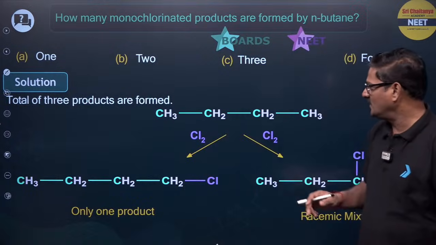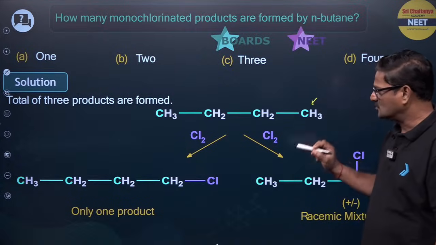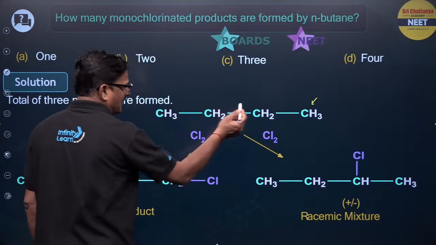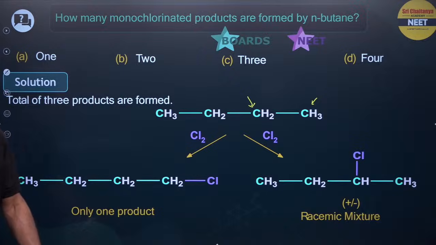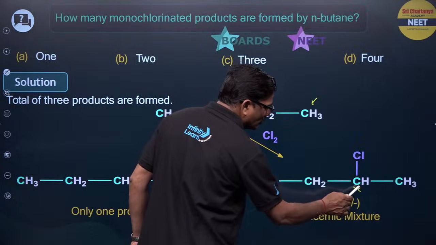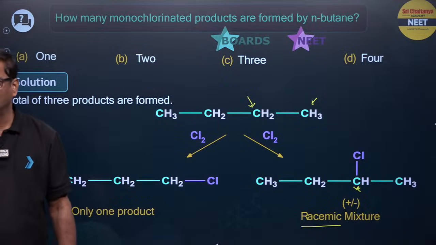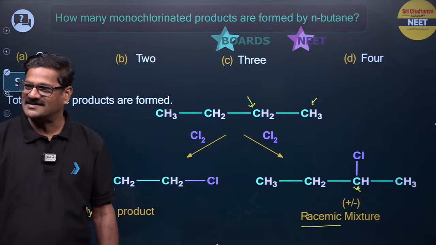Okay. So here I want to make a chlorination here, so that this is the product. I want to make a chlorination here. This is the product. So this is a chiral compound, so you are going to get a racemic mixture. So all the points which are there in the NCERT we are discussing here, bachcho.